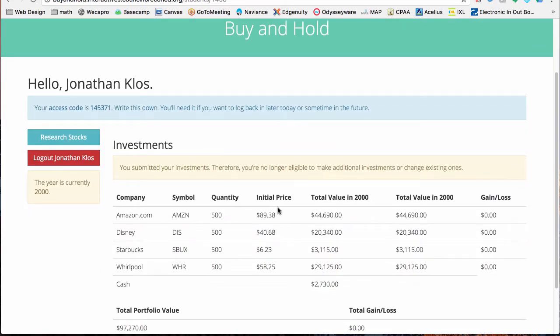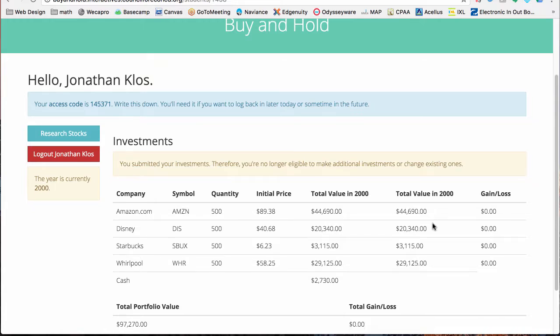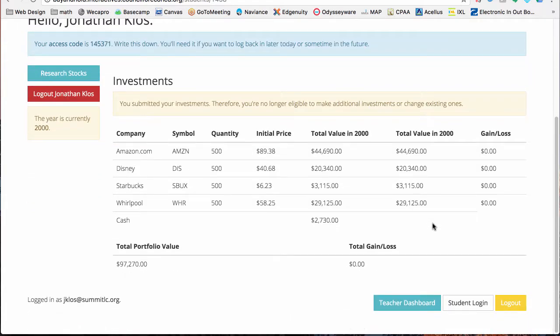And there we go. All right, there's our initial price. There's our total value in 2000. And we are now going to play around with seeing what happens. Let's do it. Notice that Amazon is the most expensive one, right? It's almost $90 for a share. So it cost us a lot to buy 500 shares of Amazon. Whereas Starbucks, it's pretty cheap. The same 500 shares of that was only $6.23.